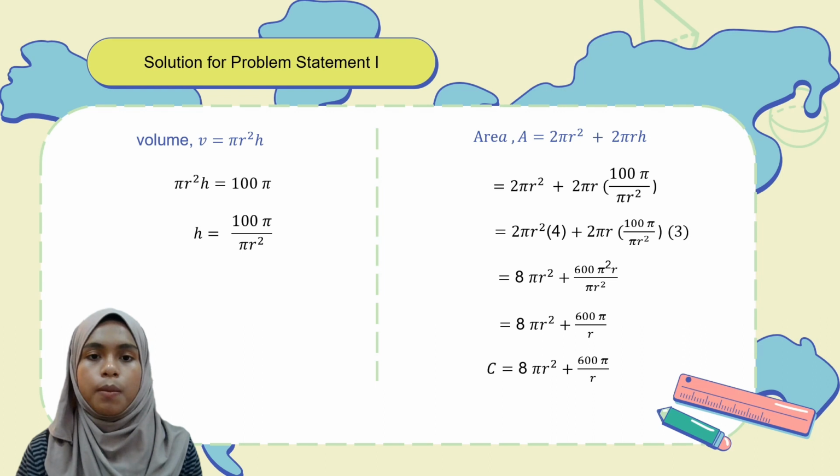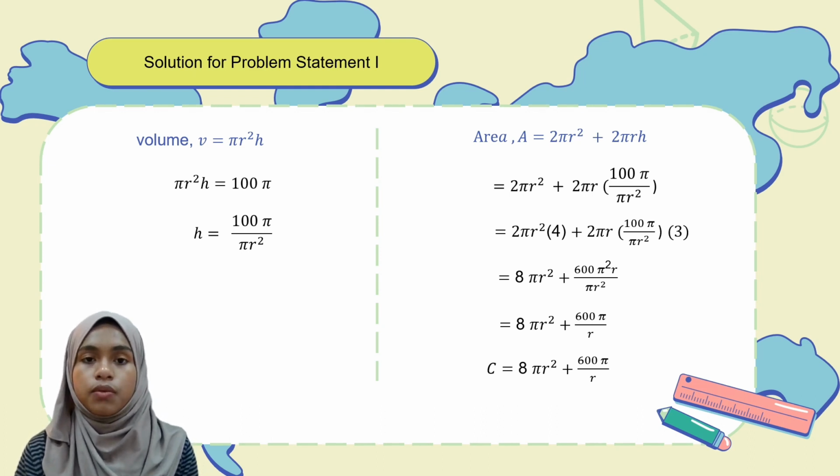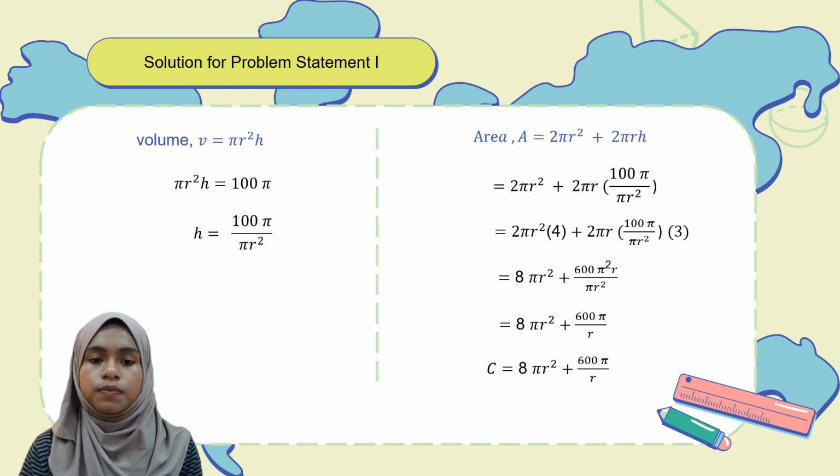First step, we will use the formula of the cylinder volume, which is V = πr²h. And we will equate it to 100π, which is the volume given in the question. So, we will get the h value as 100π over πr².